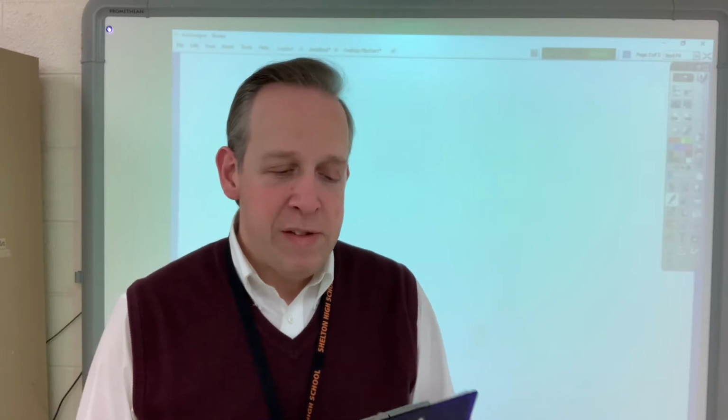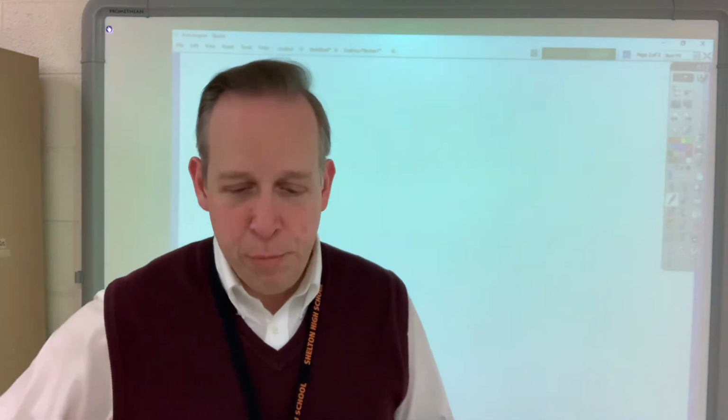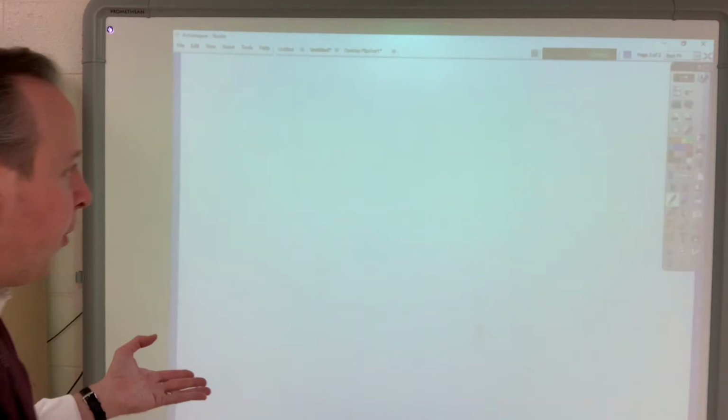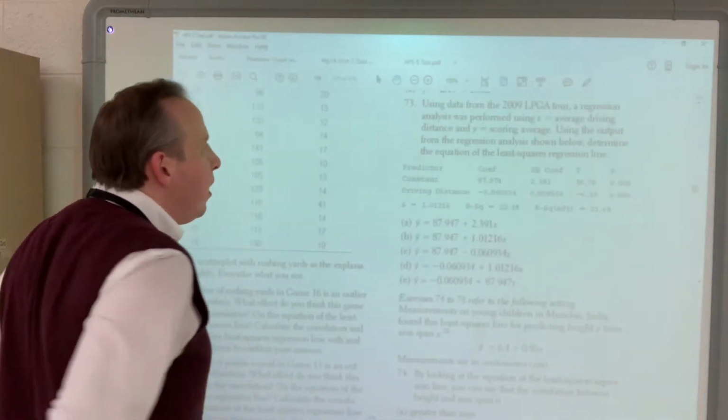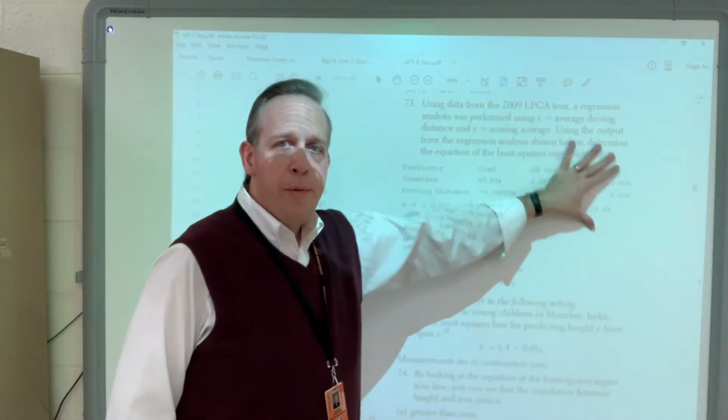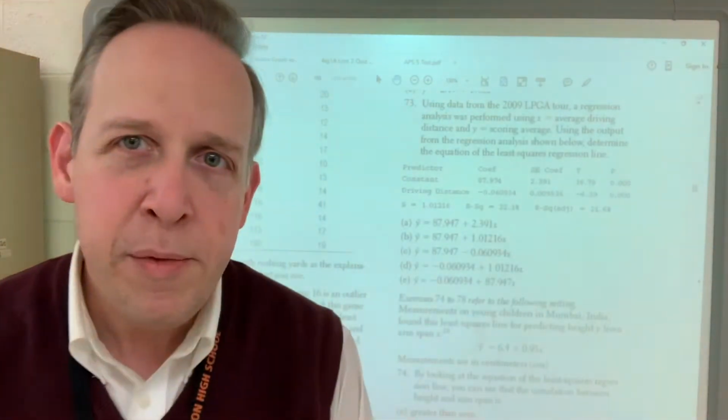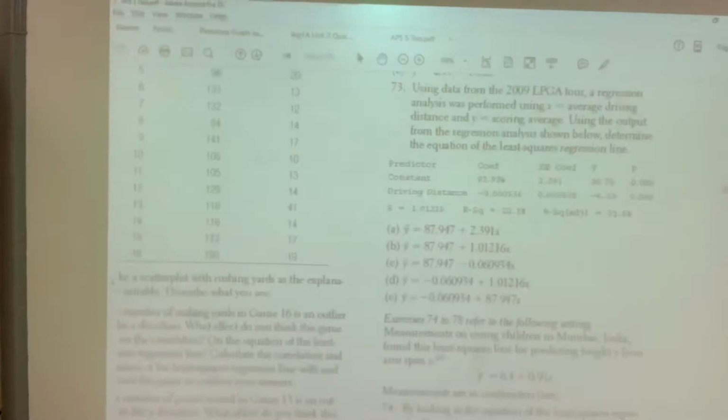I believe they were all fairly manageable, but 73 stands out because you have to read what's called a Minitab Output. So let's take a look at the Minitab Output. On the board, or what will be on the board behind me, is just an excerpt from the book. Hopefully we can read it, but I'm going to zoom in a little bit for you.